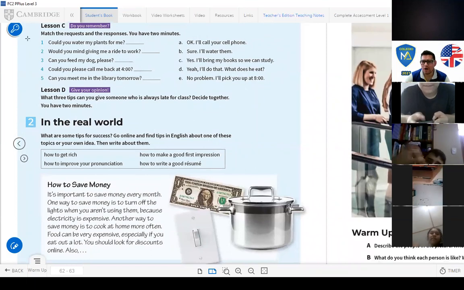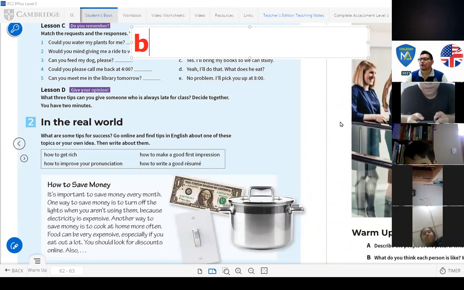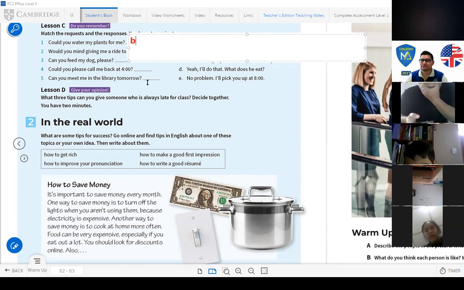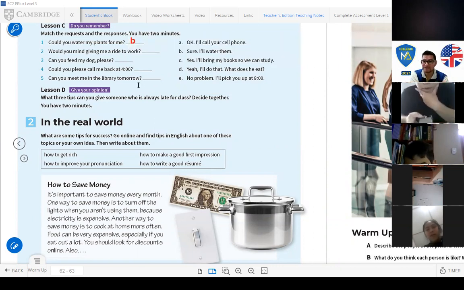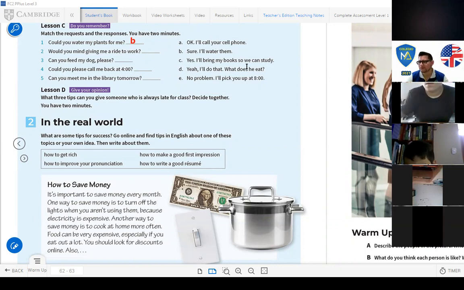Here says, no. Could you water my plants, please? What can you say? Okay, I'll call your cell phone. Sure, I'll water them. I think the answer should be this, no? Sure, I'll water them. So this is the letter B. I'm gonna change this and that's it. No, number 2, would you mind giving me a ride to work? Okay, let's see this. Would you mind giving me a ride to work? Here it says, okay, I'll call your cell phone. I'll bring my book. So yeah, I'll do. What does he? No problem. I'll pick you up at 8. No, this should be the letter F.